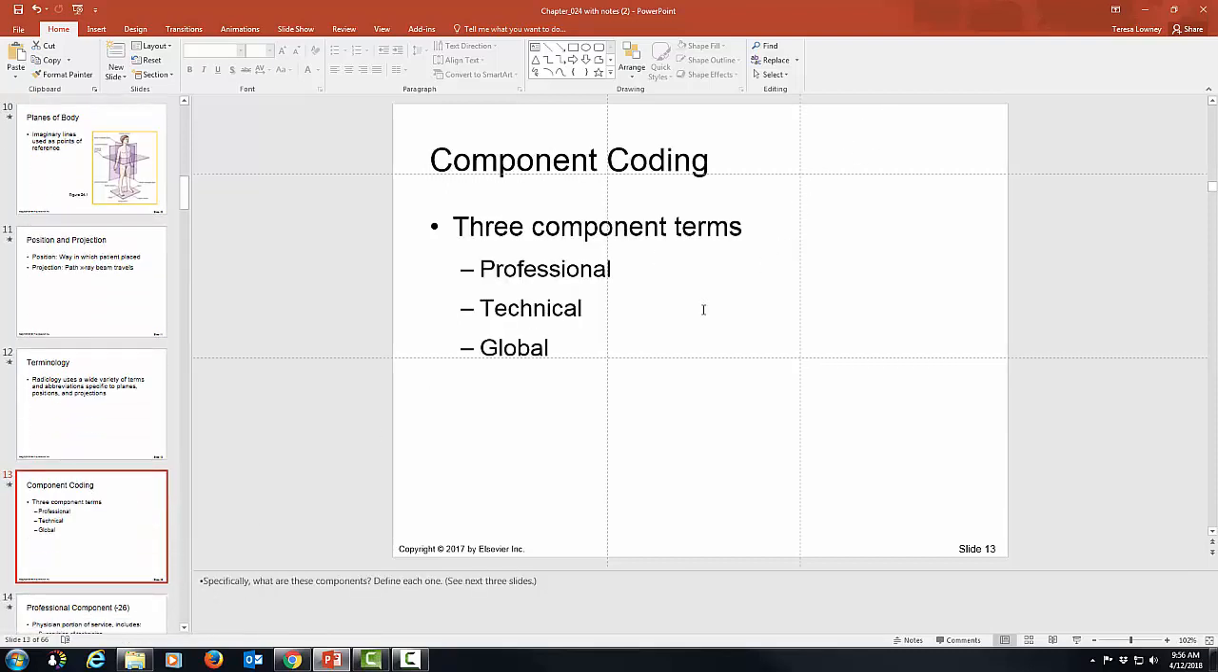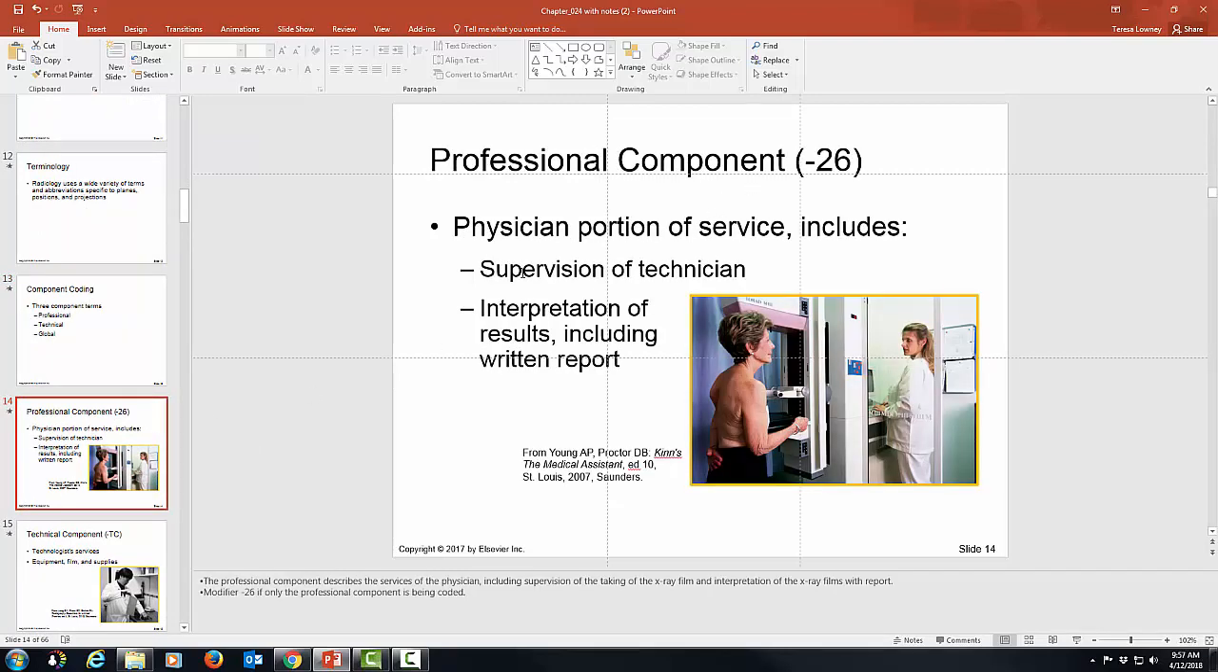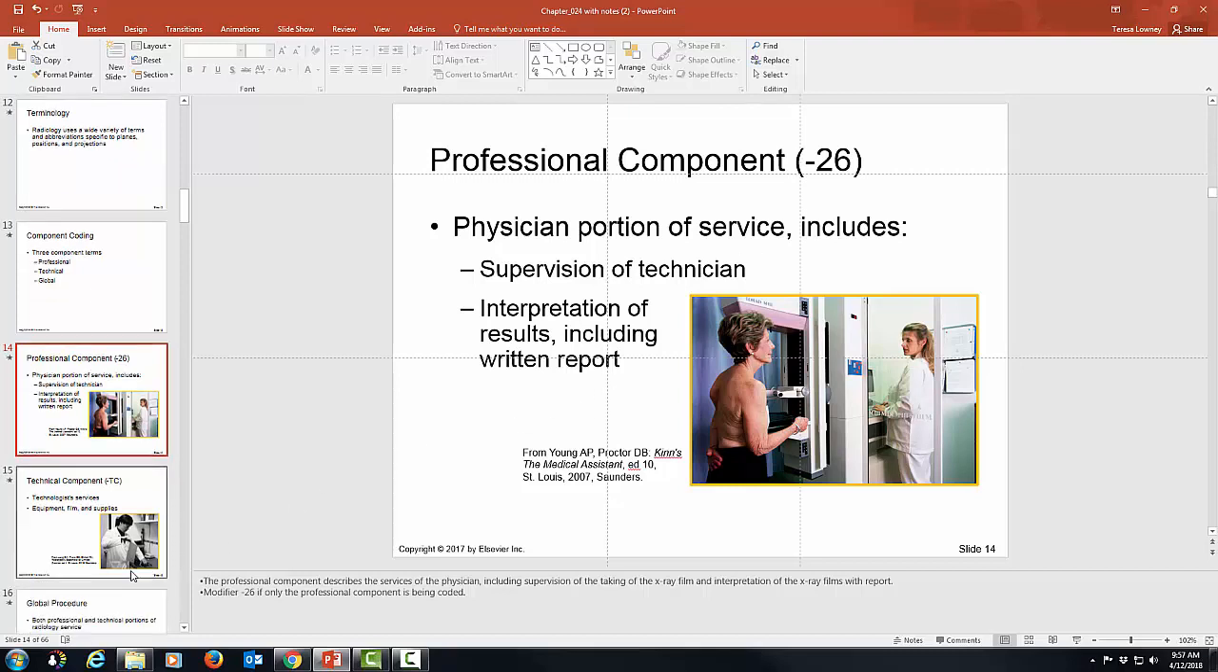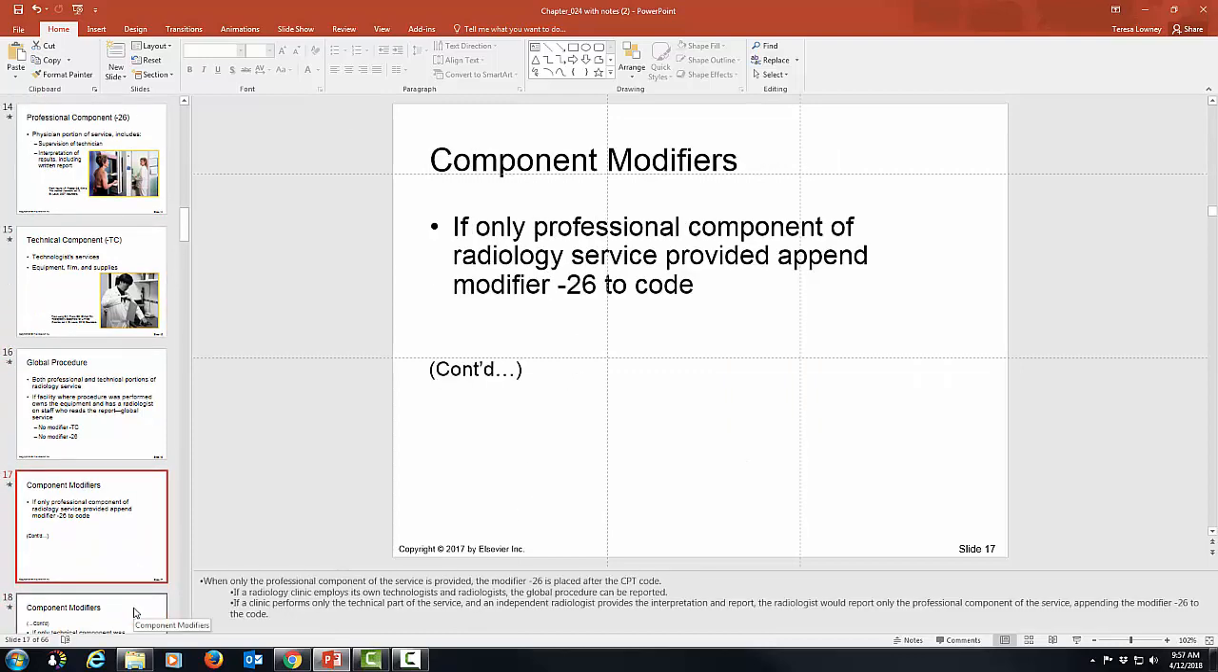Component coding, of course, we have the three parts of this. We're going to have professional, technical, and global, and you've heard all those terms before. So your professional coding is if the physician part includes the supervision of a technician and the interpretation of the results. The technical component is the technologist services, the equipment, the film, and the supplies. You only append the modifier TC if only the technical portion is being coded. The component modifiers are, if only the professional component is being coded, then you would append the modifier 26.